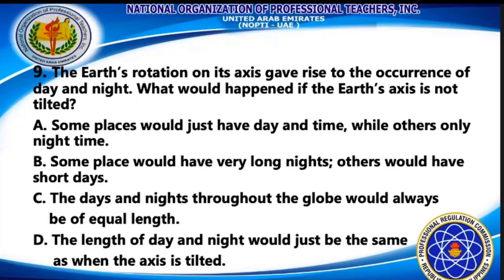A. Some places would just have day time, while others only night time. B. Some places would have very long nights, others short days. Letter C. The days and nights throughout the globe would always be equal length. And letter D. The length of day and night would just be the same as when the axis is tilted. So ano nga daw ang mangyayari if the earth is not tilted?